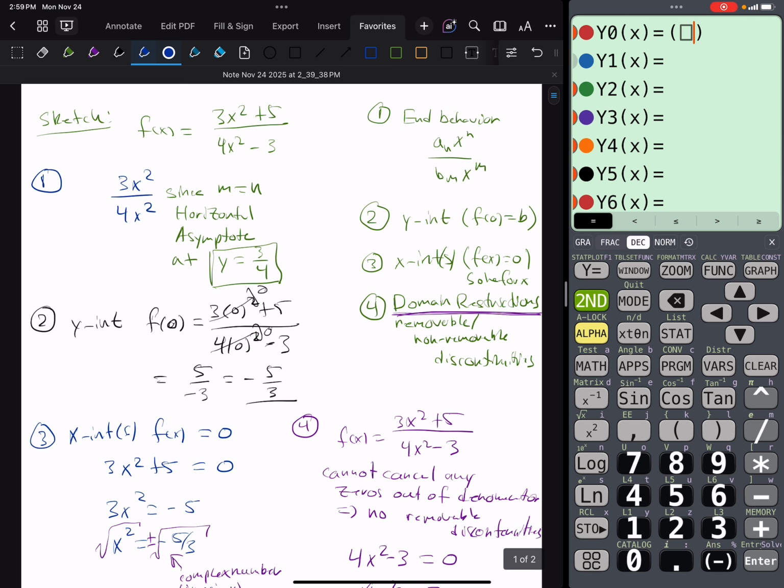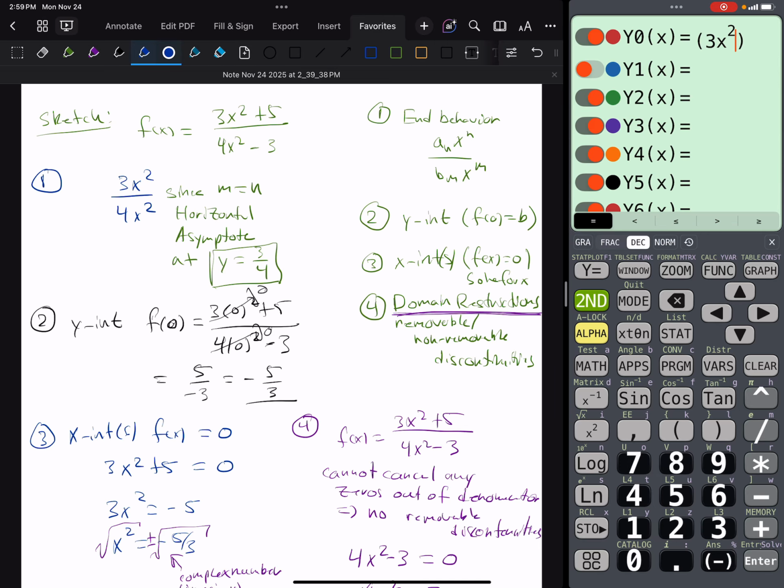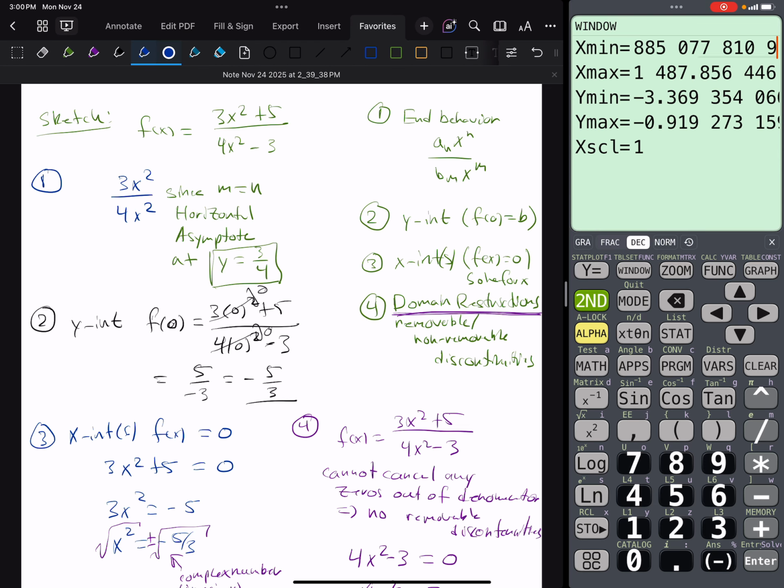All right, so I've got to put parentheses around the entire numerator so that the whole thing's in the numerator. So I have 3x squared plus 5. And then I've got to divide, then I put parentheses around so the whole thing's in the denominator, and I'll have 4x squared minus 3. And for my window, I thought I had something crazy for my window. Let's just do negative 10 to 10, and we'll adjust it as we need to, taking advantage of the touchscreen on this thing.